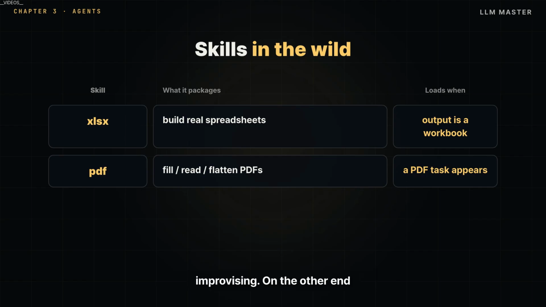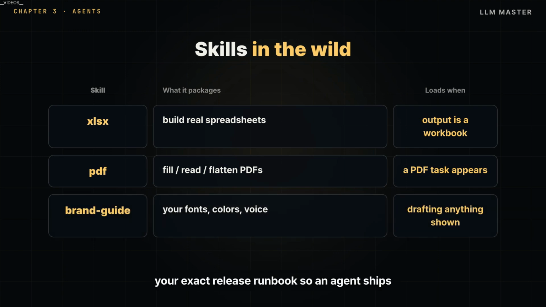On the other end, and this is where they get powerful for teams, custom skills that encode your organization's private knowledge. Your brand guidelines so every draft matches your voice and colors. Your exact release runbook so an agent ships the way your team ships. The quirks of your internal API.